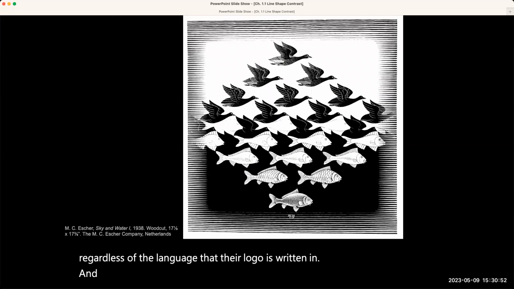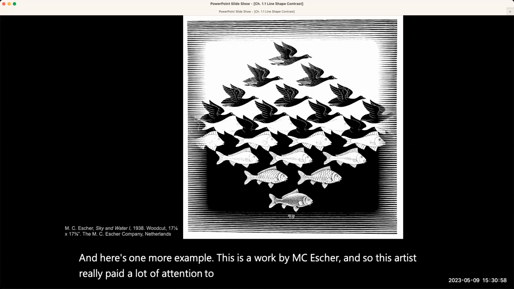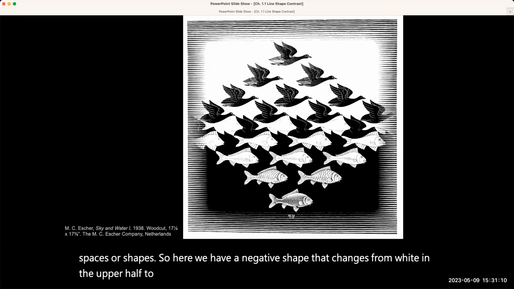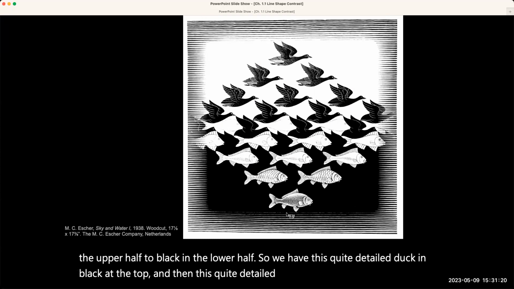And here's one more example. This is a work by M.C. Escher. And so this artist really paid a lot of attention to the interplay between negative and positive spaces or shapes. So here we have a negative shape that changes from white in the upper half to black in the lower half. So we have this quite detailed duck in black at the top, and then this quite detailed fish in white at the bottom.